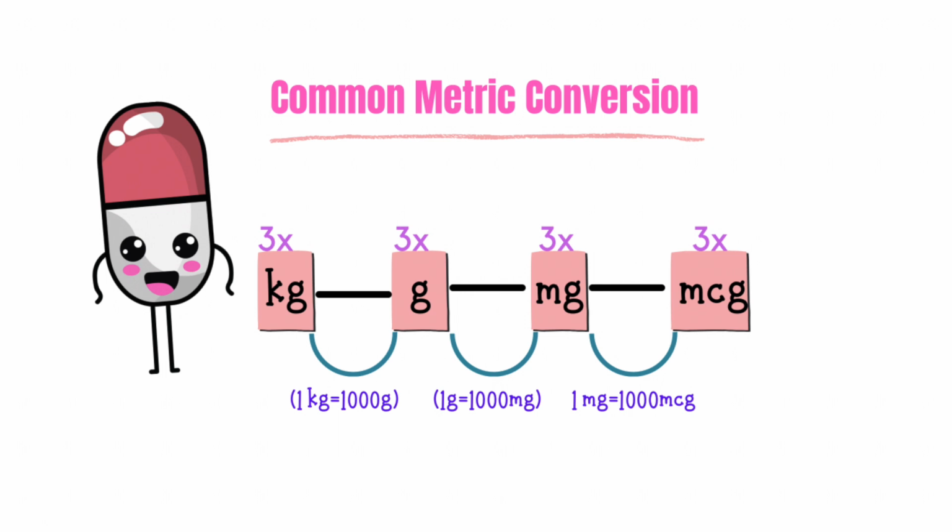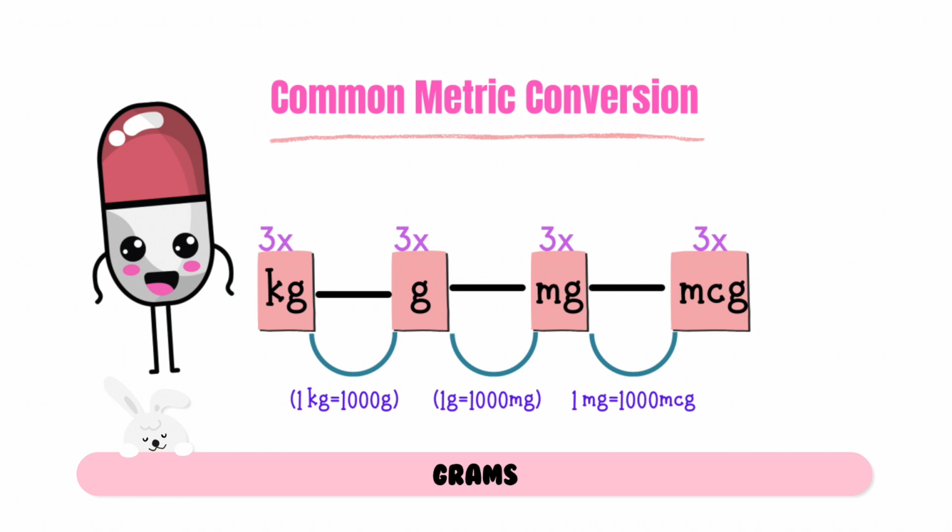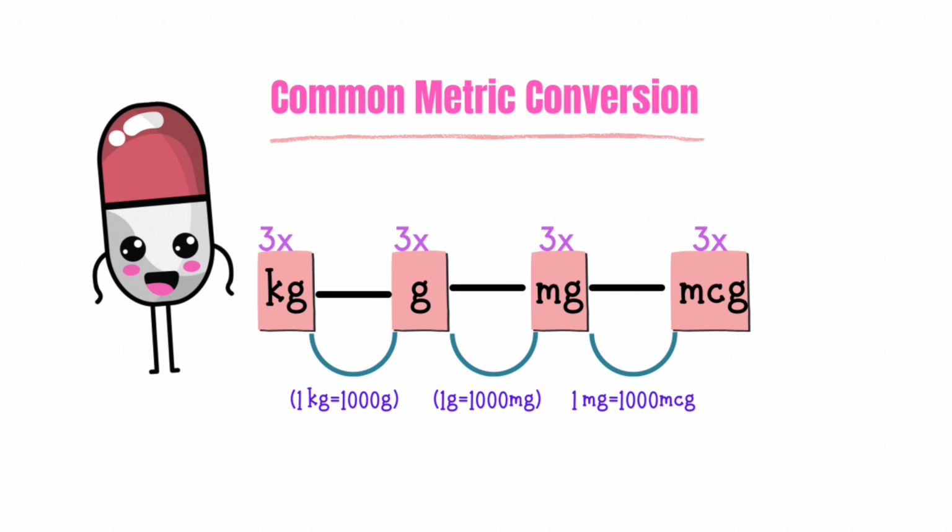You can either do this by multiplying by 1000 or dividing by 1000. Y'all, I don't like doing ratio and proportion and setting up a whole problem. I like using this little chart: kg, g, mg, and mcg. A good example is going from grams to milligrams. I'm basically going to move my decimal 3 places to the right.